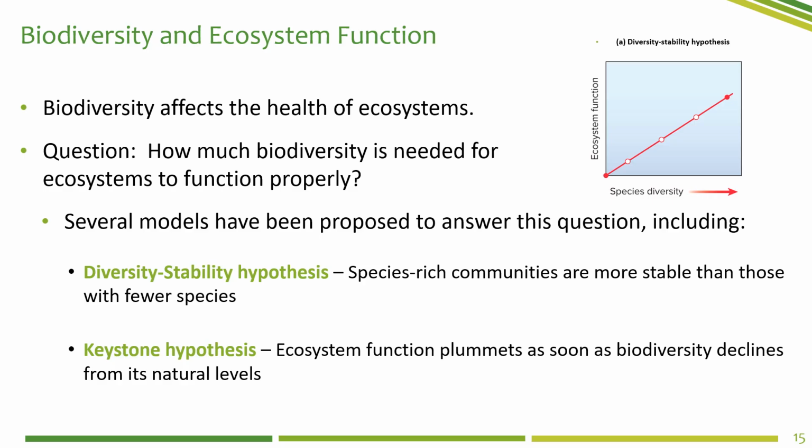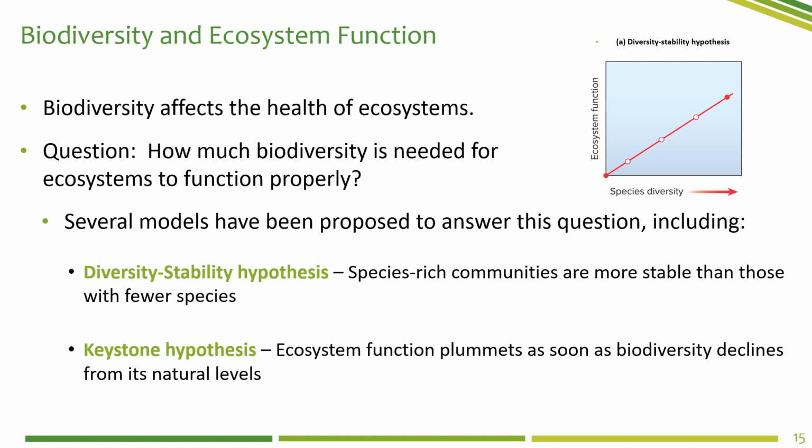But what is a measure? How can we measure how diverse is good enough? Well, really, it depends on the environment. It depends on the organisms that we're talking about. But there are two basic models for determining how much stability and how much biodiversity is needed to maintain proper ecosystem function. So the two main models that answer the question of how much biodiversity is needed for an ecosystem to function properly are the diversity stability hypothesis and the keystone hypothesis.